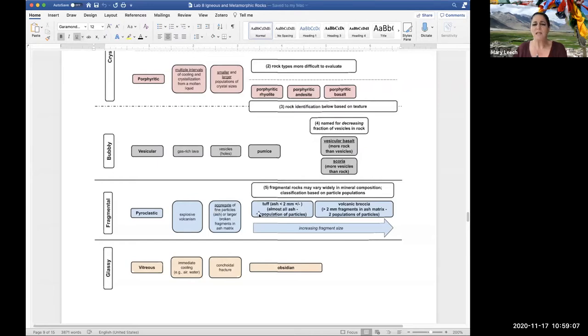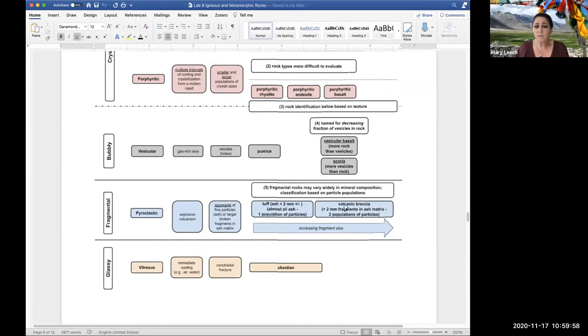Fragmental texture though is telling you that it is an explosive eruption, right? So it's pyroclastic, it's not a lava flow. And when you see the pyroclastic rocks, they are often called either a tuff or a breccia. Now a lot of people identified what they said were volcanic breccias on the lab, and the particles in the fragments were, I think, too small to call a breccia. I would simply call it a tuff. I would give it a name, lithic tuff, because it's got rock fragments in it. I think I understand where you come from calling it a breccia.